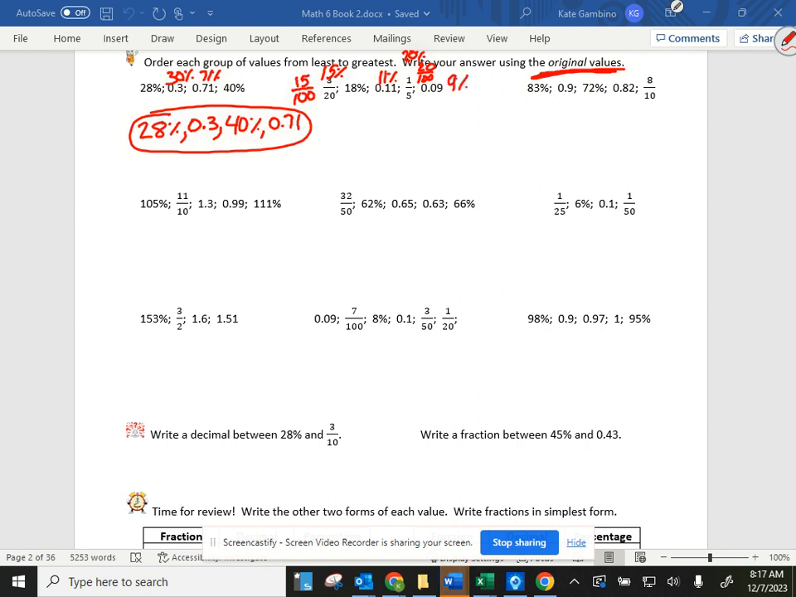So now that I have all 5 percentages, which one is my smallest value? Remember, we're not going to write it all as percents. We're going to write the original value. Madeline, what should I write first? 0.09. That 9/100ths is my smallest one. What comes next? Mena.